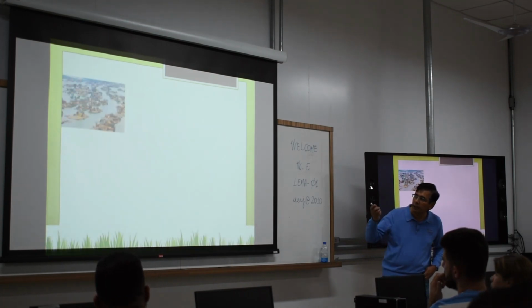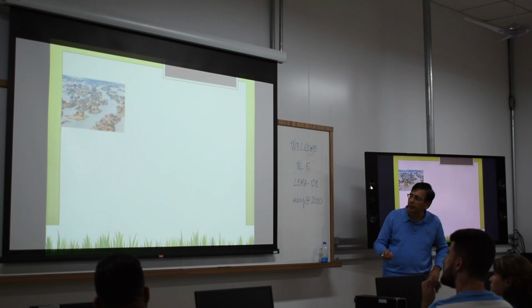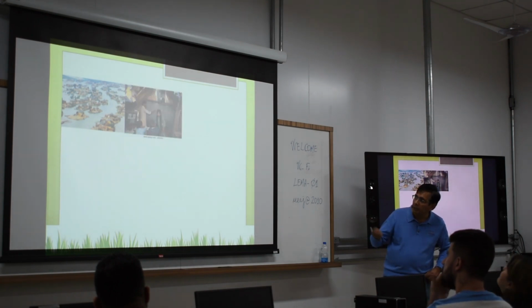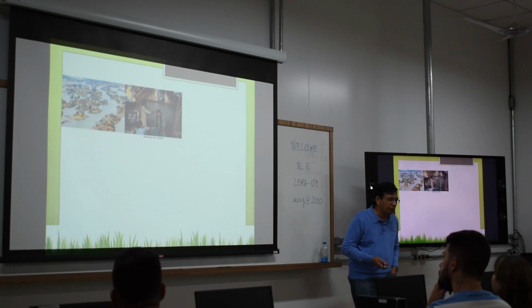So this is how they were living before. These are all like a village, like a group of families living together on the floating land. They had even education in there. So people could go to the school in the floating village area.